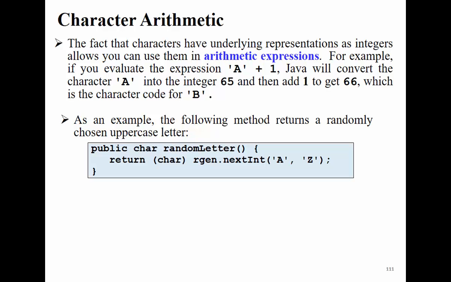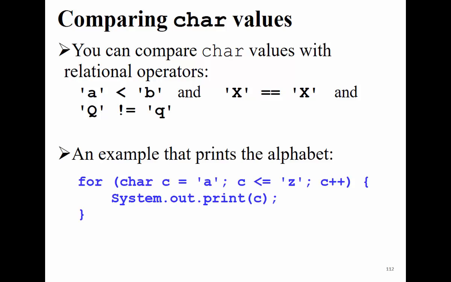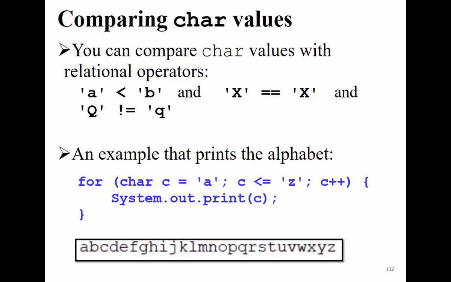A random number generates an integer value between A capital and Z capital. This will return an integer value. Now, Java will understand it as an integer value. I have to let Java understand this is a character, so that's why I have to cast it. You can cast int to char.